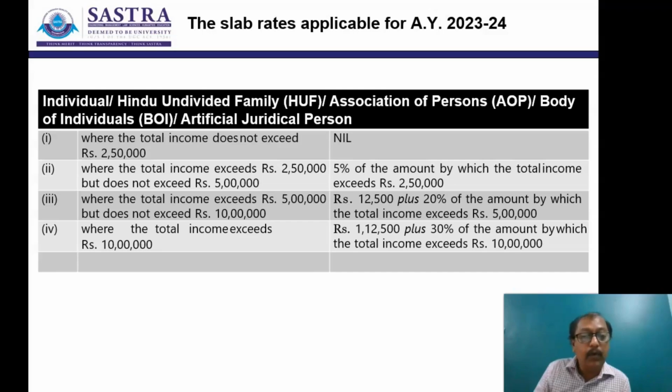And above 10 lakh rupees, 1,12,500 rupees plus 30% of the amount exceeding 10 lakh rupees has to be paid. So this indicates that a progressive system of taxes is going to be taken into consideration.